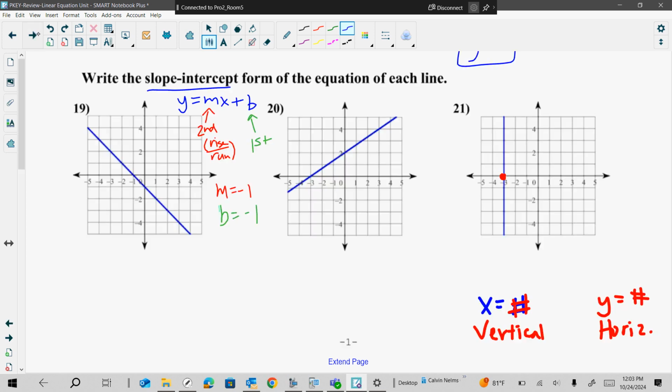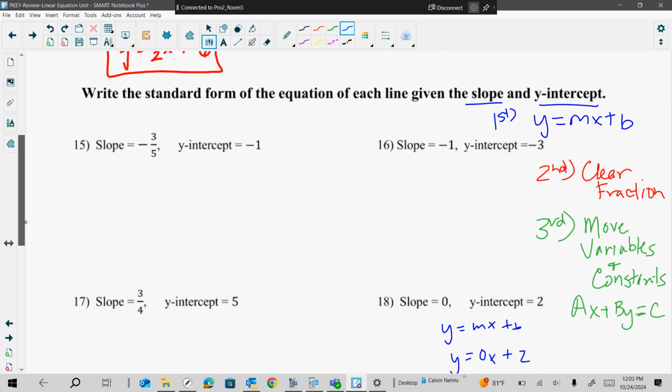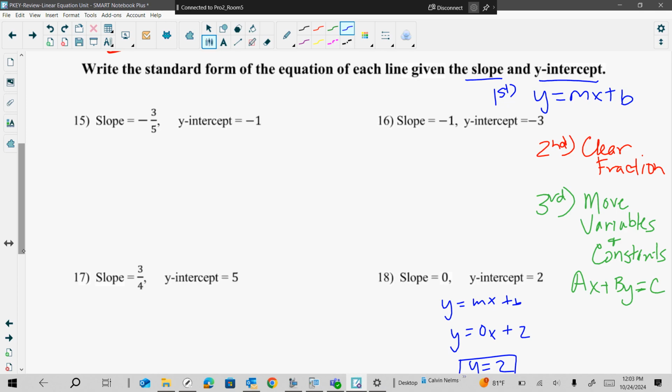All right. Okay, so here they want you to put it into slope-intercept form. That is y equals mx plus b. You want to clear your fractions if you have any fractions, and then move your variables because they want it to be in standard form. So first put it in slope-intercept form. They've already given you your m, here it is, the slope. Here's your b, the y-intercept. So we're just plugging it in. This would be y equals negative 3/5 x minus 1.